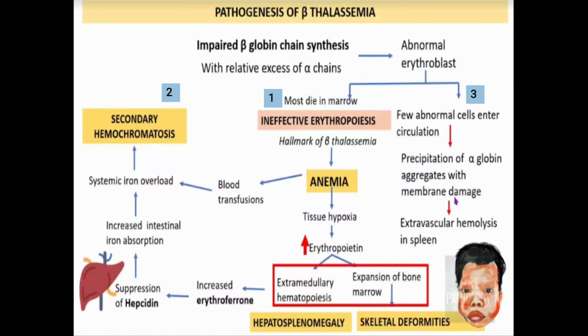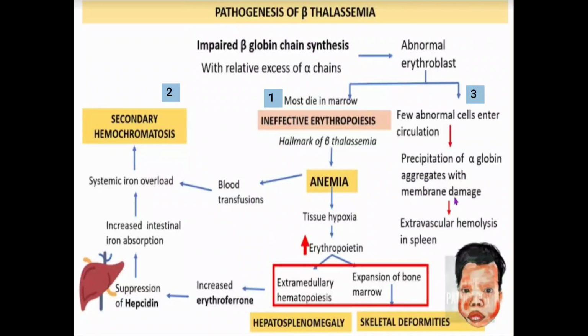Commonly in thalassemia patients, blood transfusion is the treatment of choice. When there is blood transfusion also, there is going to be iron overload leading to systemic secondary hemochromatosis. So coming to the last part, that is the third one.